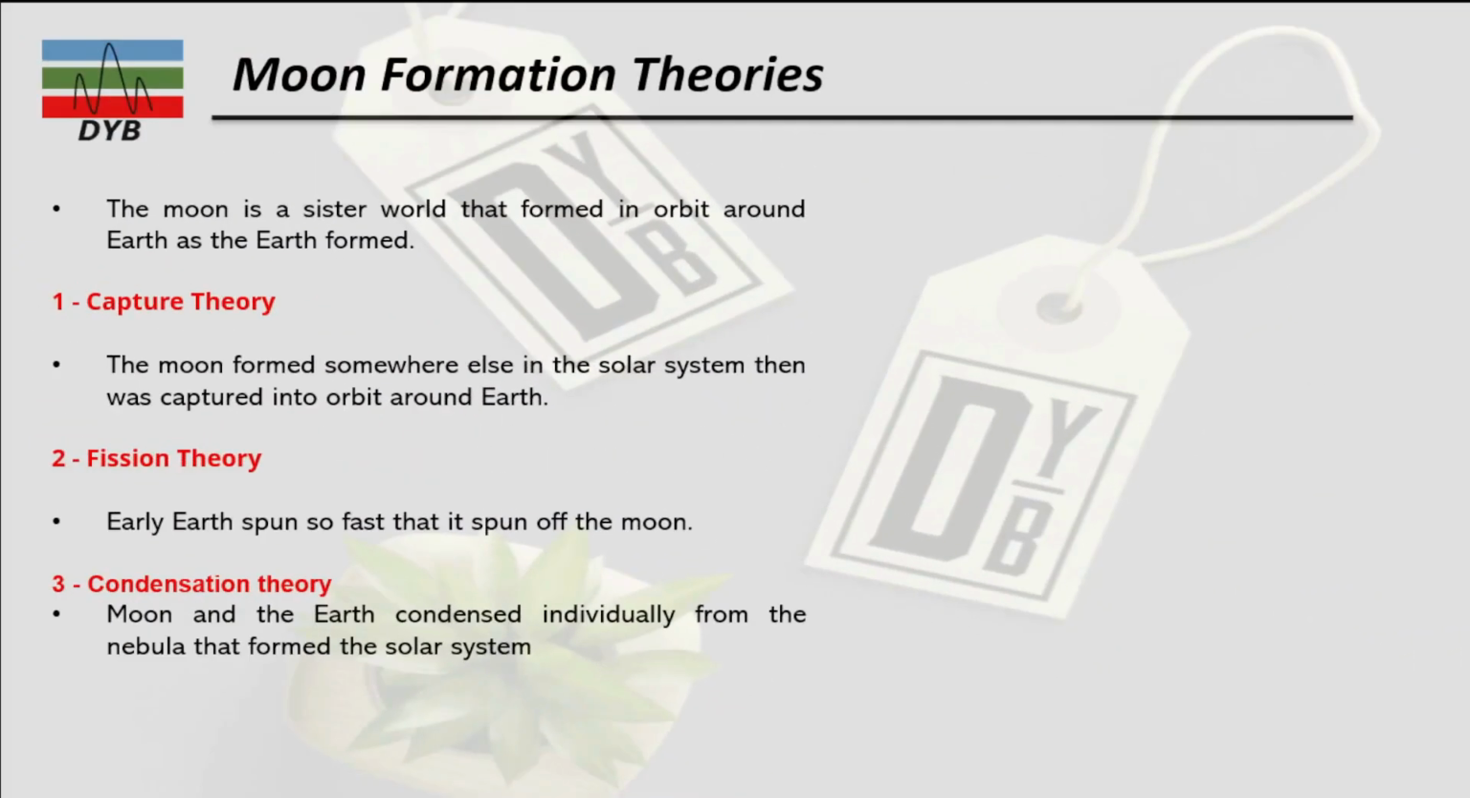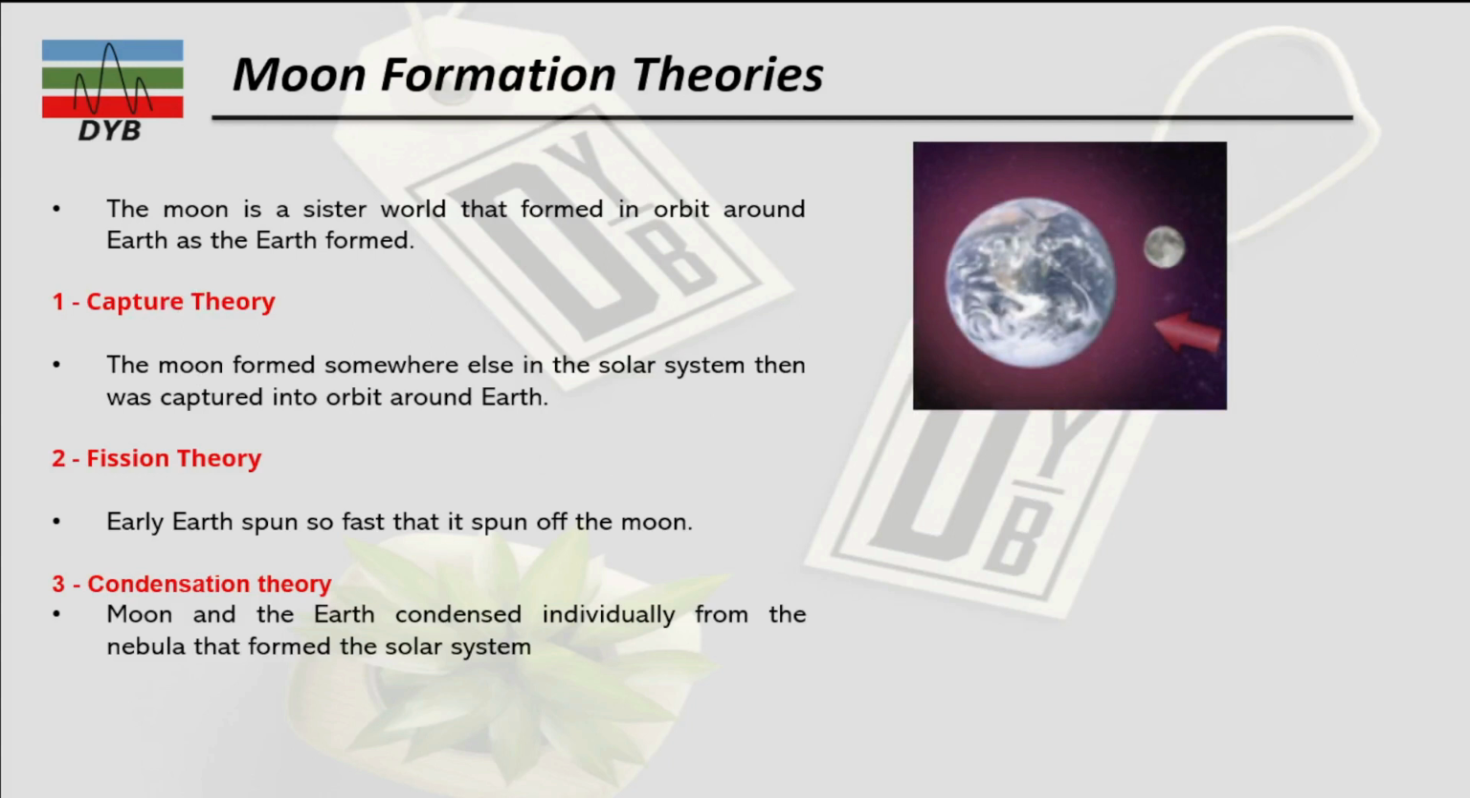As I mentioned, we are going to discuss the theories of the formation of the moon. Actually, the moon is a sister world that formed in orbit around the Earth as the Earth formed. There are different theories. The first is the capture theory. According to this theory, the moon was formed somewhere else in the solar system and then was captured into the orbit of the Earth.